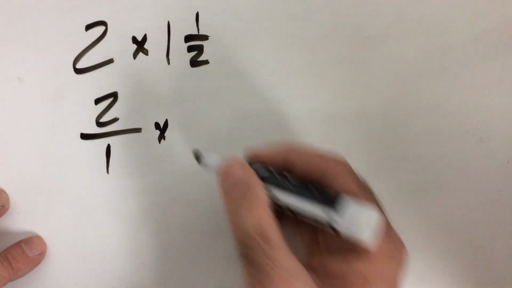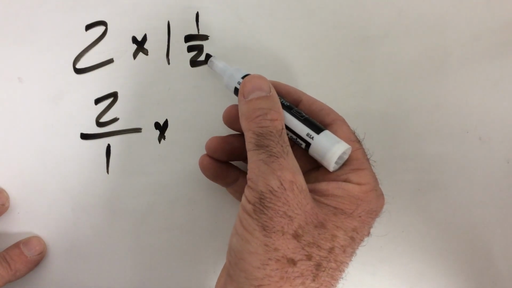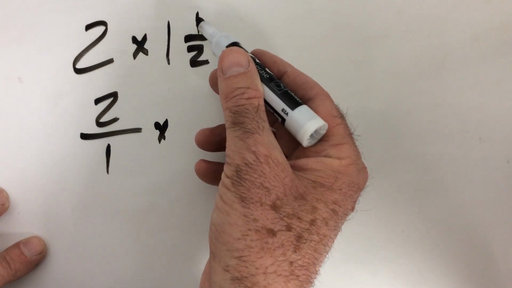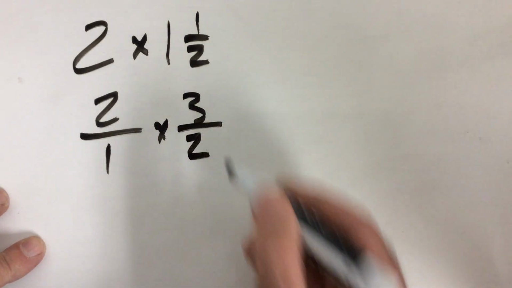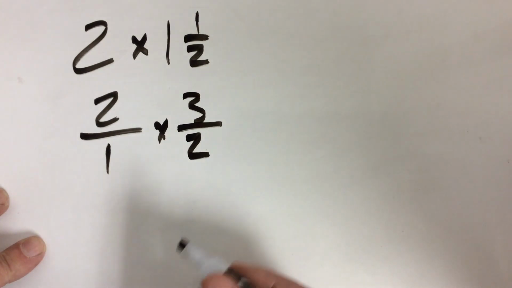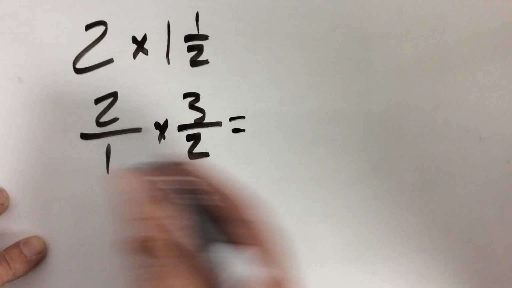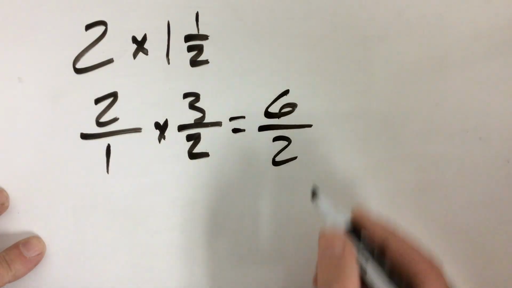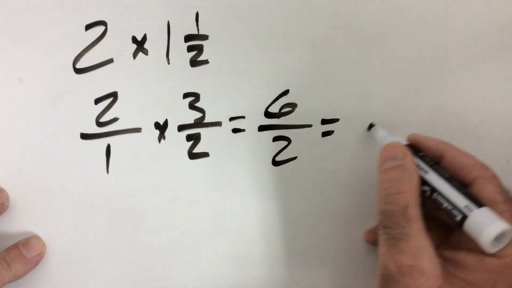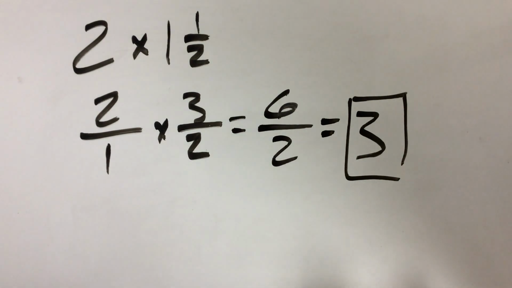And then we're going to take this 1 1/2 and change it to an improper fraction. So 2 times 1 is 2, plus 1 is 3, and we keep the denominator. So it's going to be 2/1 times 3/2. Again, once we do that, it's pretty straightforward. Just multiply straight across. 2 times 3 is 6. 1 times 2 is 2. 6 divided by 2 is 3. And that's your answer. So that's multiplying a whole number by a mixed number.